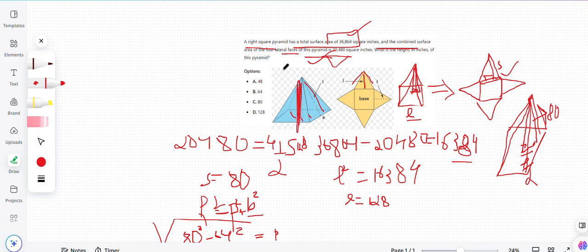So we can solve this question very easily by remembering these two concepts: the difference between the slanted height and the actual height of the pyramid, and knowing that the base of a triangle will be equal to the side length of the square. So our answer in this case will be A, which equals 48.